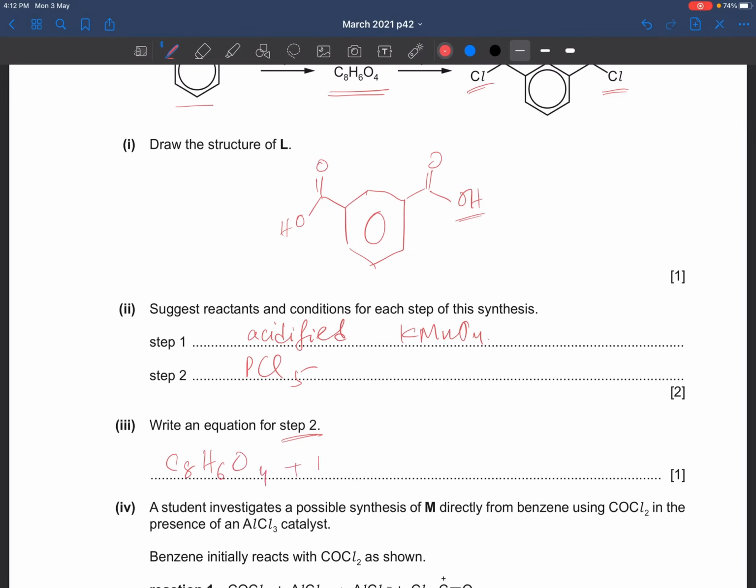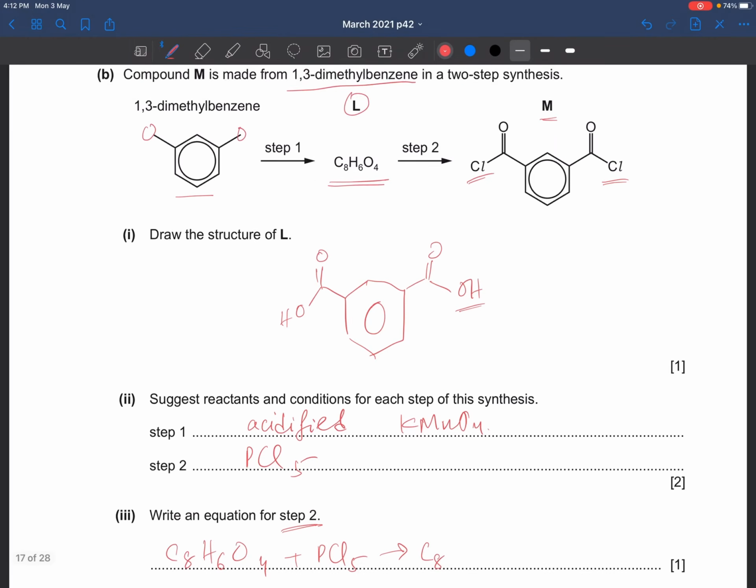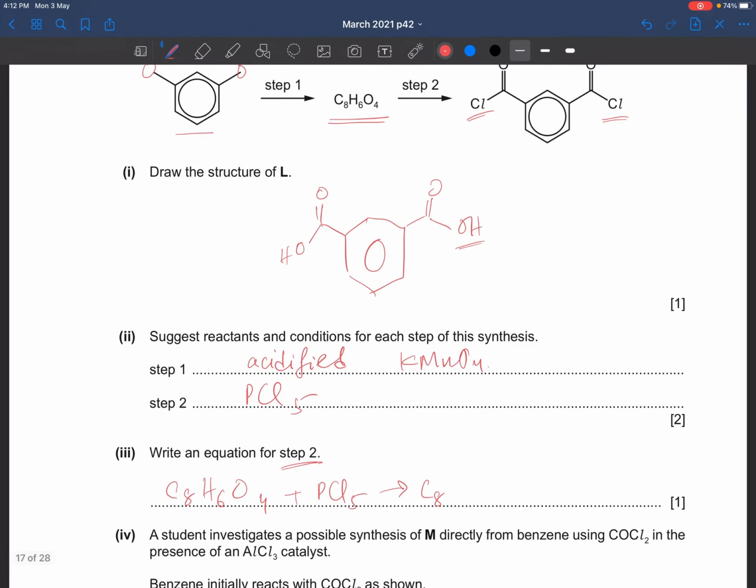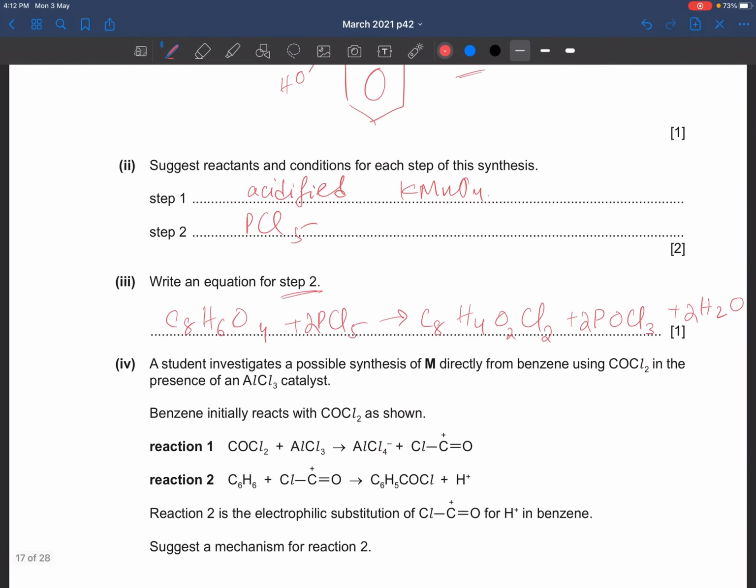C8H6O4 reacts with PCl5 and we get C8. Carbon atoms remain the same. Two of the hydrogens would be lost, so that would be C8H4O2Cl2 plus POCl3 plus H2O. And if you balance this, it will become 2, 2 and 2. Right, this is the equation.